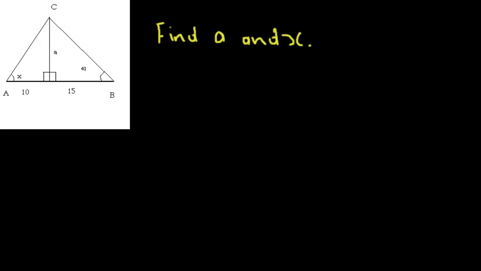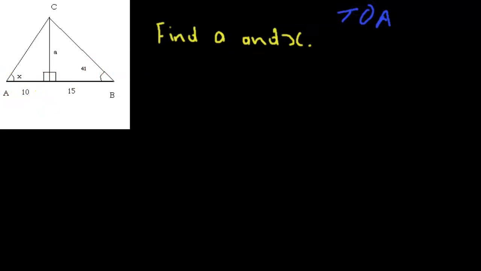We are given the adjacent, which is 15. And we are being asked now to find the opposite, which is represented by the height, which is A. That's the opposite. So we're using the tan ratio.